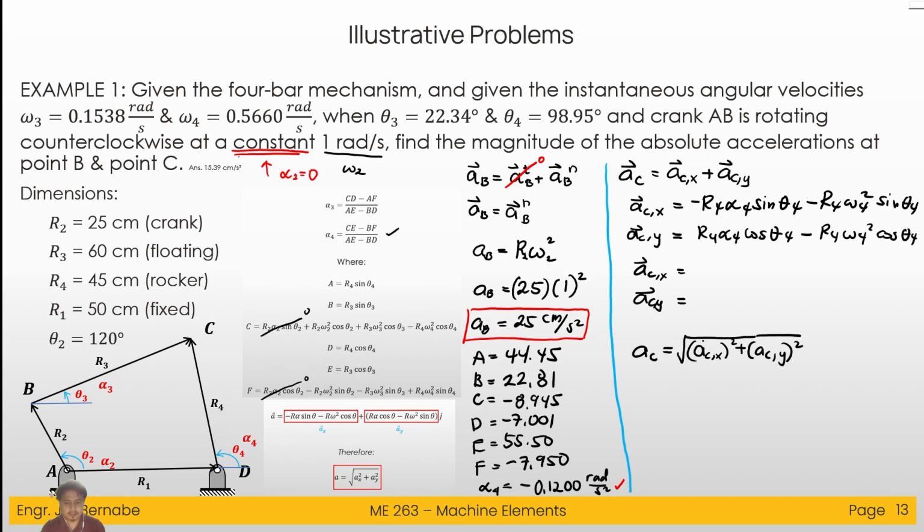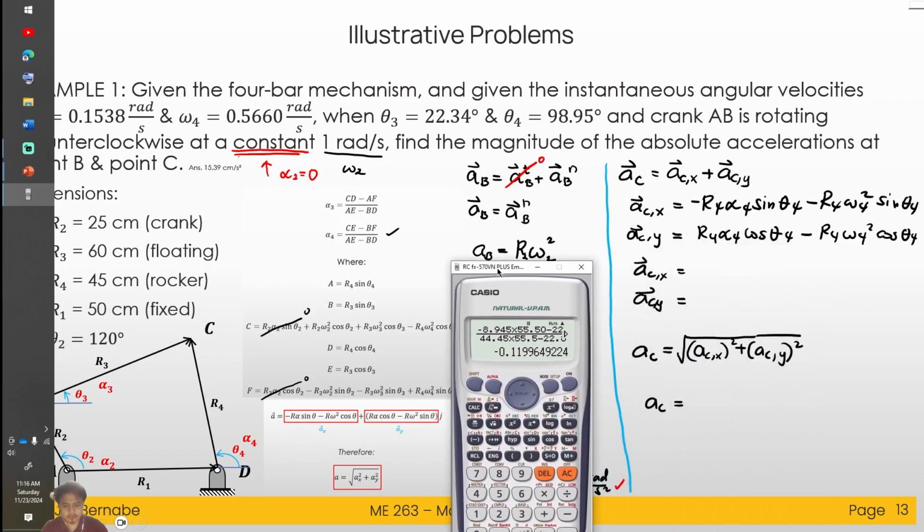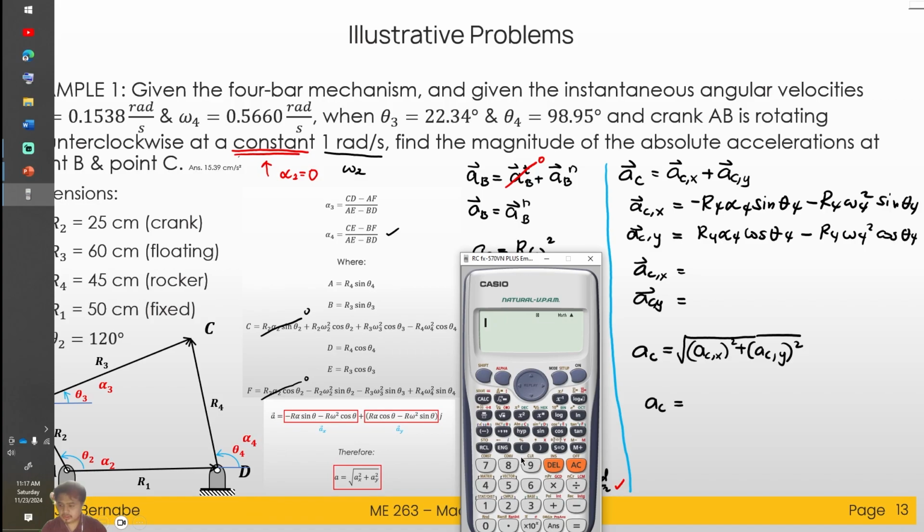Okay. So let's do this. So let's do the calculation. So find the x and y component. So you have r4. So r4 here is, sorry, negative 45. The alpha is negative 0.12. And then sine theta 4, sine 98.95. And then minus r4. So r4 is again 45 omega, so 0.566. And then sine theta 4. So you have 98.95.